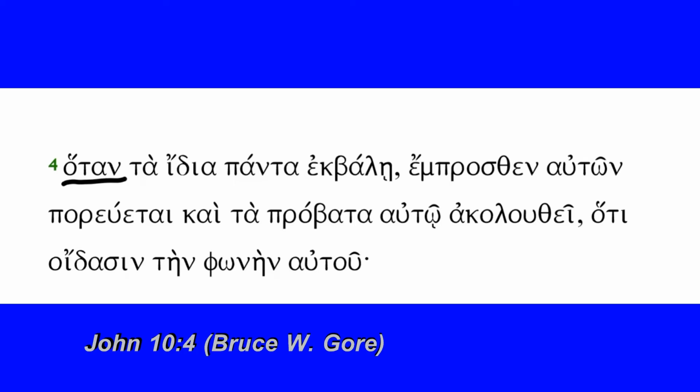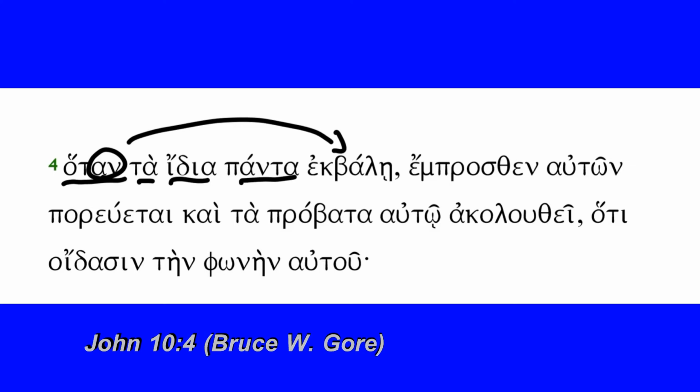Hotan is a connective. It means when. The alpha nu at the end will typically point to the subjunctive, which is what we have here. So when, and then ta, accusative, plural, neuter article, with idia, which means his own. So the his own, or the of his own, panta, these all come together.